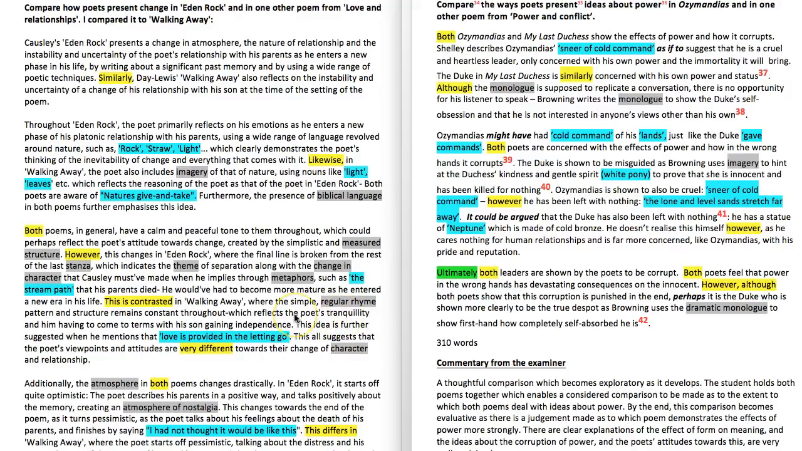So an easy way to gain marks up here, she talks about a measured structure that is simplistic, but is it linked to the poet's purpose? Let's look. Both poems have a calm and peaceful tone to them throughout, which could perhaps reflect the poet's attitude towards change, which is created by this simplistic and measured structure. So this would suggest that the poets have a simplistic and measured attitude towards the change.